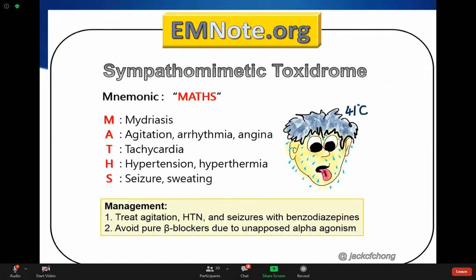So this is the sympathomimetics toxidrome. And with sympathomimetics, you get what you see in the picture: dilated pupils, profuse sweating, hyperthermia, tachycardia, hypertension. They can get seizures, and they could die from this. An example of the sympathomimetics is cocaine, right? Amphetamines.